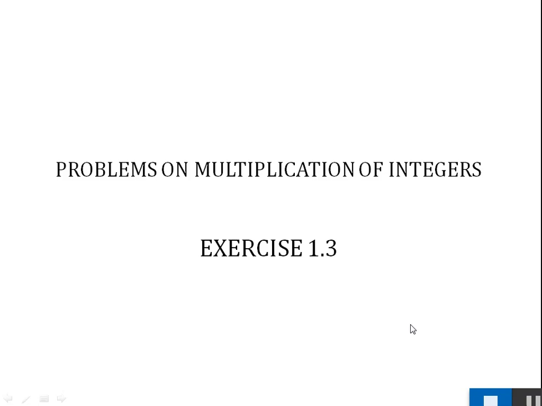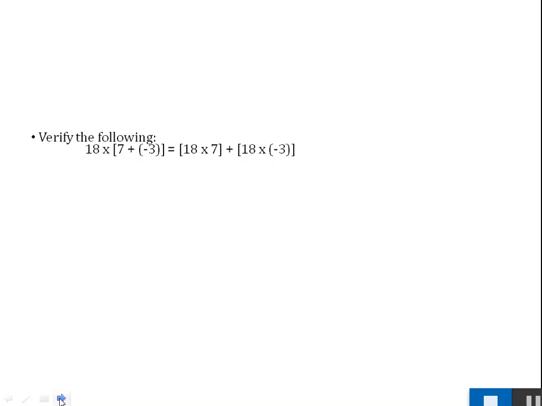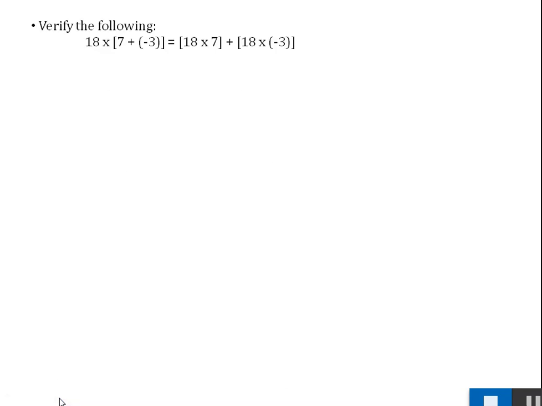Students, till now we have learned rules and properties of multiplication of integers. Now we will deal with problems on multiplication of integers. This is exercise 1.3 in your textbook. The first question, verify the following. 18 into (7 plus negative 3) is equal to 18 into 7 plus 18 into negative 3.